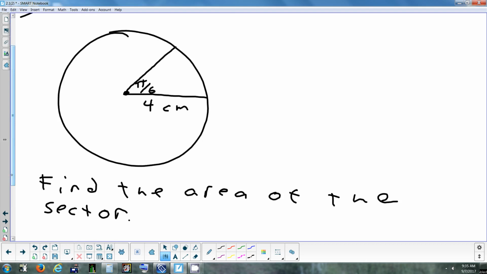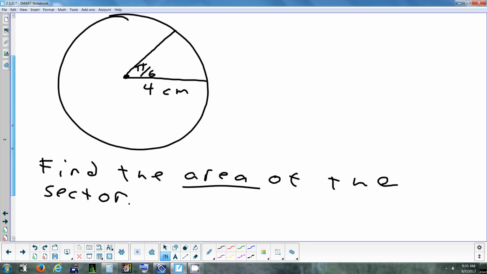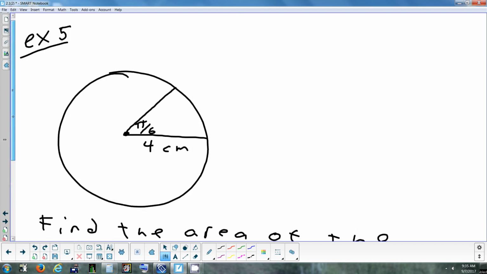Okay, so this problem is clearly an area problem. Just find the area. And they didn't write it all out this time. They just have a picture, and we'll just work with that. It's example 5.